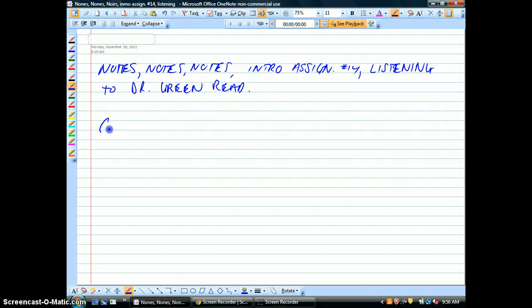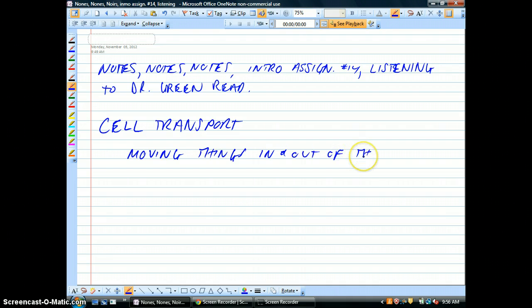Okay, we're talking about cell transport here, moving things in and out of the cell through the membrane, right? By the way, I didn't post that last lecture yet, but I will post that, and I'll post this also.